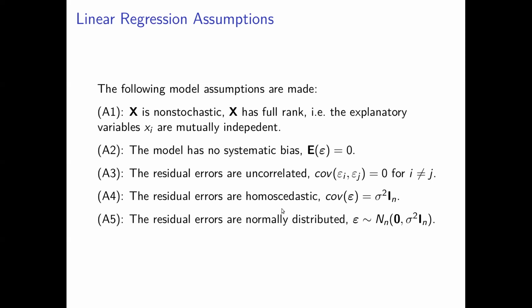The fourth one is that the residual errors are homoscedastic, which means that the variance must not change for different sizes of the residuals. These four are absolutely necessary. The fifth one is an added bonus. If we already have uncorrelated residuals with expected value 0 and covariance sigma squared times identity, well, we might as well assume that this is the mean and this is the covariance matrix of normally distributed residual errors.